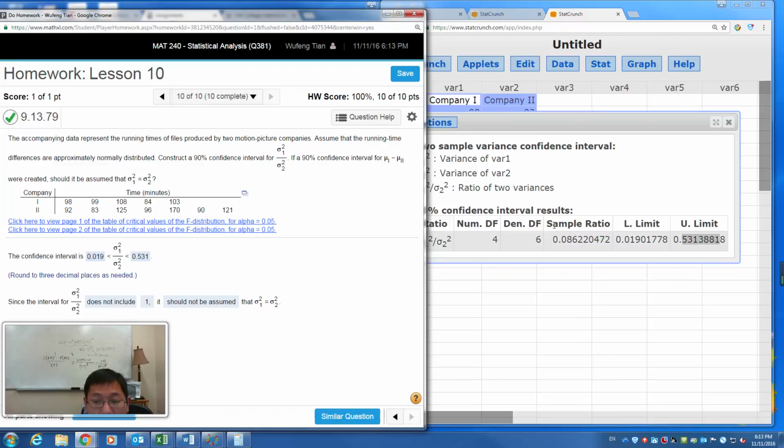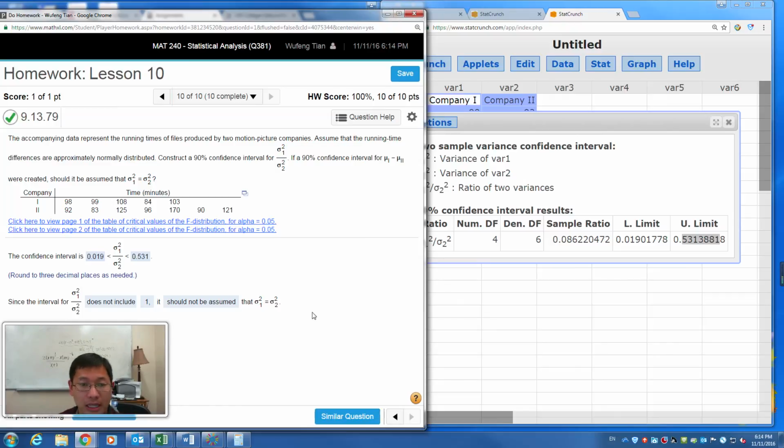What happened? These two never close to 1, so they are not equal at all for sure. Because sigma 1 square over sigma 2 square, the maximum value is 1/2. So we cannot assume sigma 1 square equals sigma 2 square. If they're equal, they divide with each other, it should be equal 1. But now the maximum value only gives you 1/2, so they cannot be equal. So does not include 1, it should not be assumed they're equal.